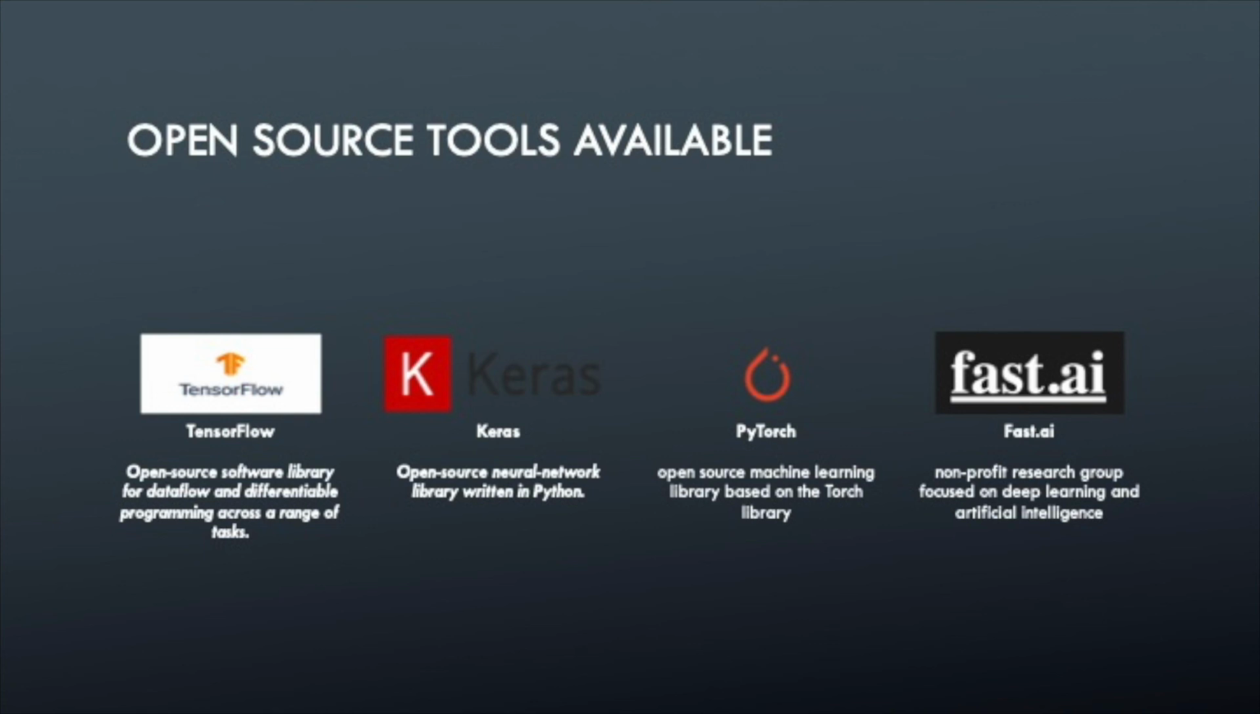The open source tools that I suggest are TensorFlow, which is an open source software library for data flow, and Keras, an open source neural network library written in Python. There's also the PyTorch/fast.ai combination, which I highly suggest for beginners. PyTorch is an open source machine learning library based on the Torch library, and fast.ai is a nonprofit research group focused on deep learning and artificial intelligence.